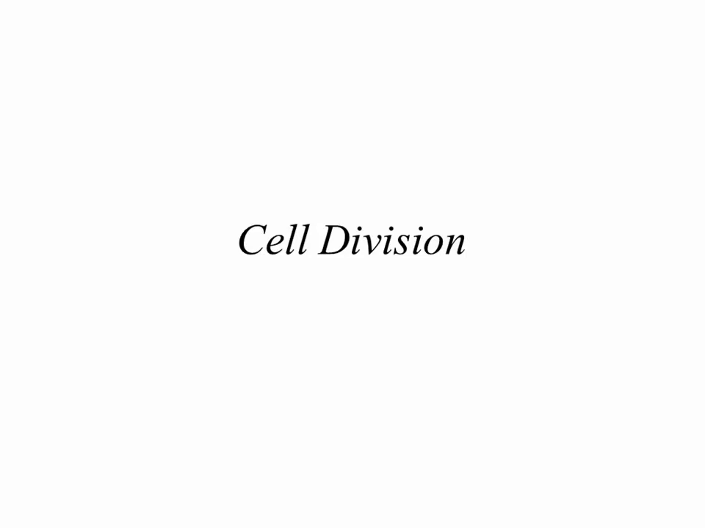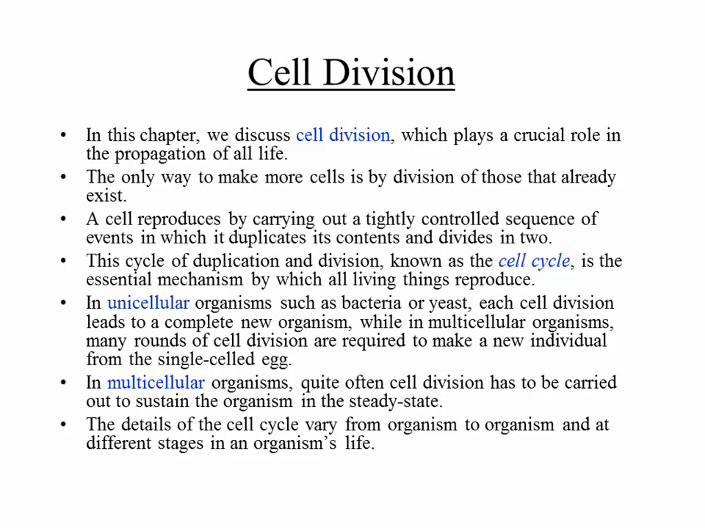So today we are going to cover cell division, and also the control of cell division. In this chapter, we are going to discuss cell division, which plays a crucial role in the propagation of all life. The only way to make more cells is by division of those that already exist. There used to be a theory called the spontaneous generation theory in the 1800s, about life arising spontaneously, but that was put to rest by Louis Pasteur when he showed that life can only originate from some other life. So new cells can be produced only from living cells. That was put to rest in the 19th century.